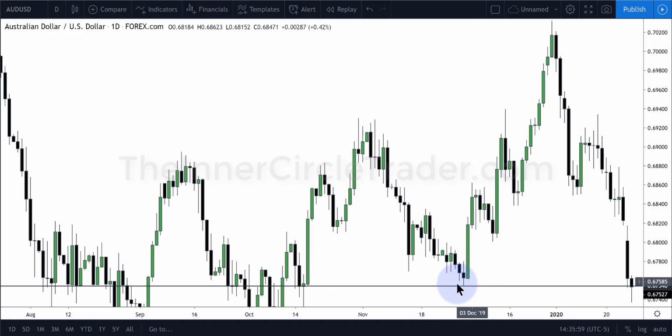So I want you to know that this level here that I have on the chart, when I drop down into a lower time frame, that's this particular low. So if we look at the actual low on that candle, it comes in at 67.54.